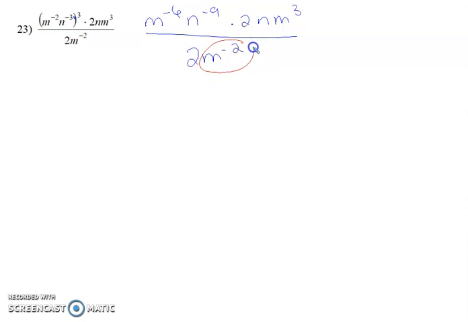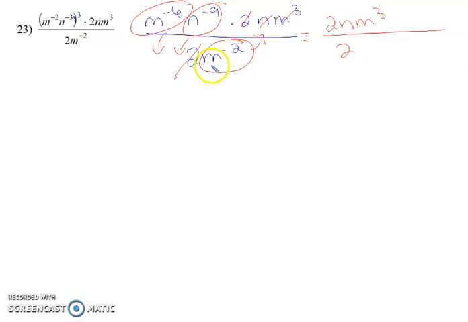Number 23, the first thing you need to do is multiply m to the negative 6th, n to the negative 9, times 2n m to the 3rd, all over 2m to the negative 2. We don't have any zeros or anything, so I can take these negatives and move them where they need to be. Before I move them, I'm going to leave all this stuff that I didn't touch alone. Then I'm going to move this m squared up. I'm going to move this m to the 6th down, and this n to the 9th down.